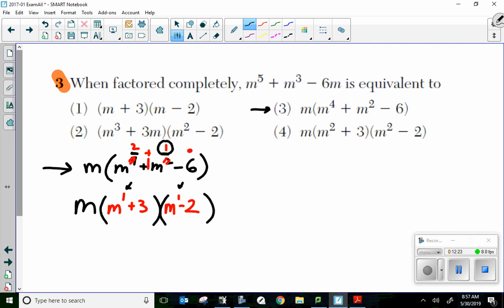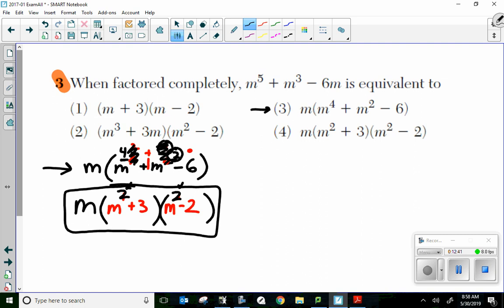Okay, so let's go back to our problem. We have 4 and 2, right? Well, 2 is half of 4. So I'm going to put 2 here. And that's your answer. That's it. Literally, quite literally. And that, my friends, is choice 4.